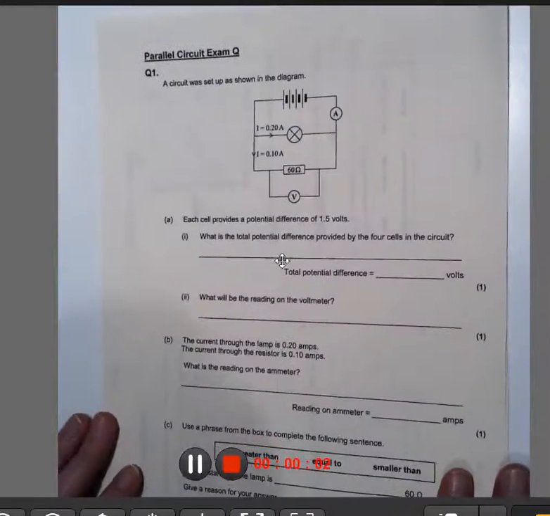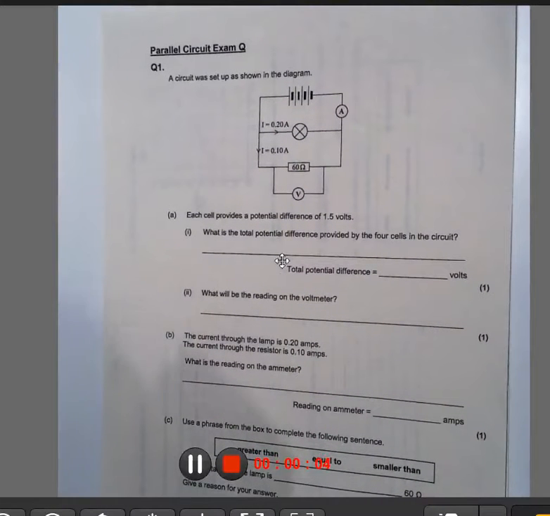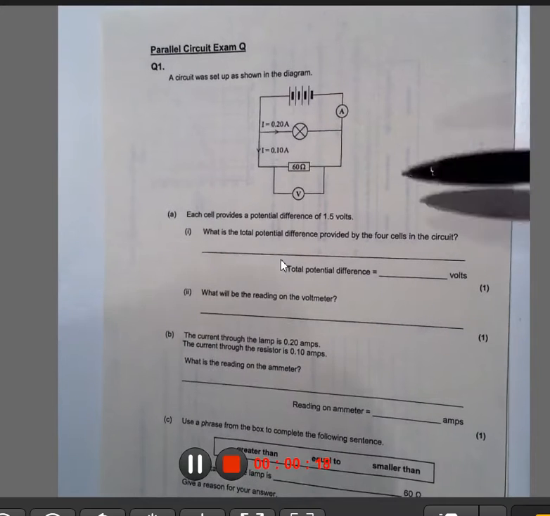Hi, I gave you some exam questions to have a go at for your revision, so this is how you do them. You can either do them with me and pause the video and use me as a model of how to do it, or you can just do them, mark them with my answers and see how you get on. So this is a parallel circuit.